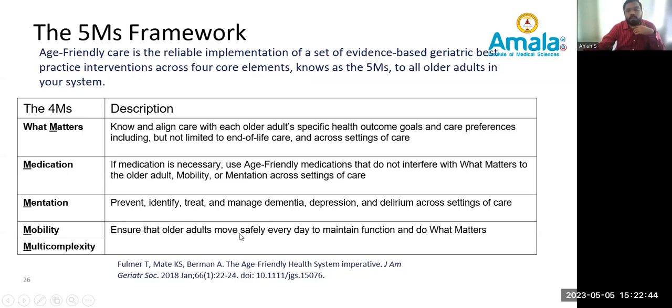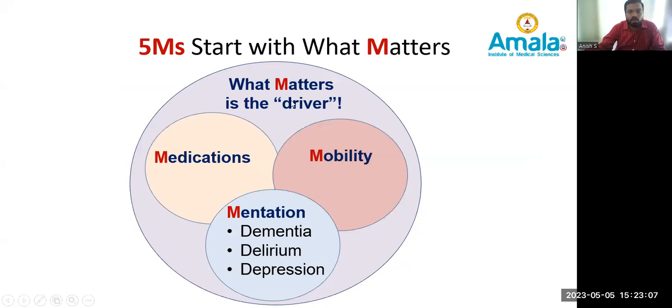Mobility: ensure that the older adults move safely every day to maintain function and do what matters. And what matters could be as simple as going to a place, meeting friends, or having children visiting them. So there are a lot of social aspects to geriatric care as well, beyond the medical aspect that we see in hospitals. So what matters is the driver, medications, mobility, and mentation. Mentation having dementia, delirium, and depression.